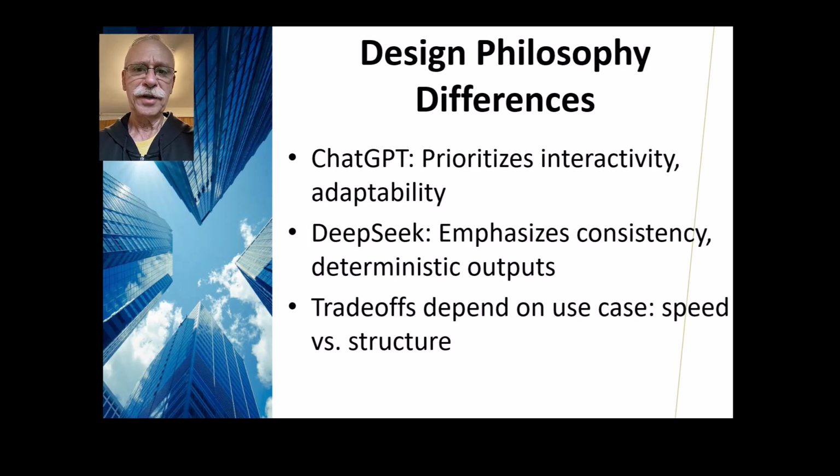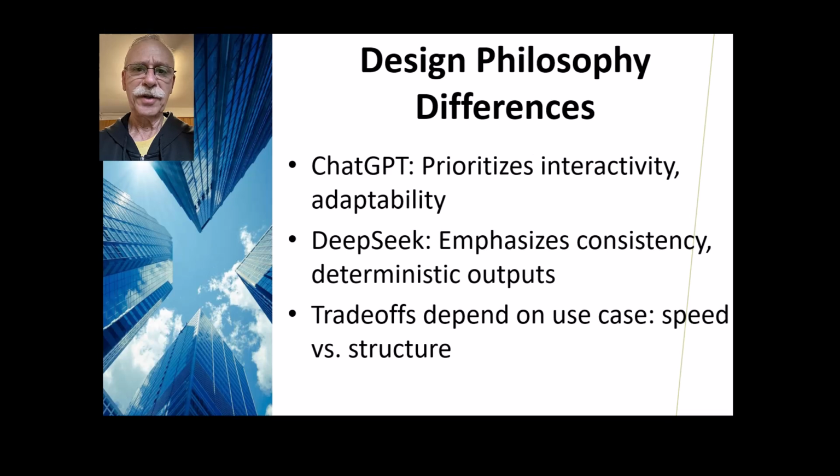It's tempting to frame this as East versus West, but it's not geopolitical, it's philosophical. ChatGPT prioritizes interactivity, fast starts, slightly varied answers, and adaptive phrasing. DeepSeek prioritizes deterministic output, slower start, consistent structure, and minimal variation. Neither is wrong. They serve different use cases. The question is, what kind of experience do your users need?